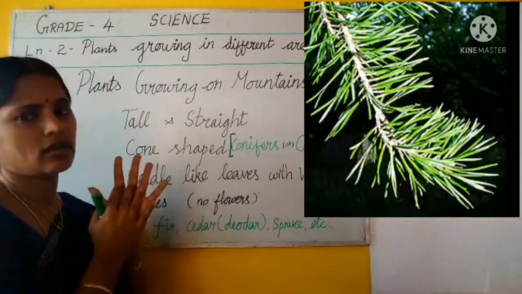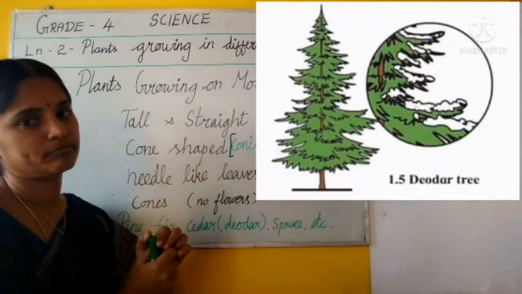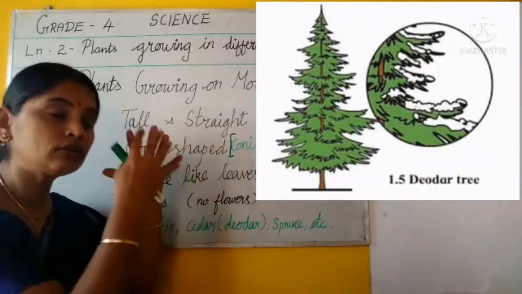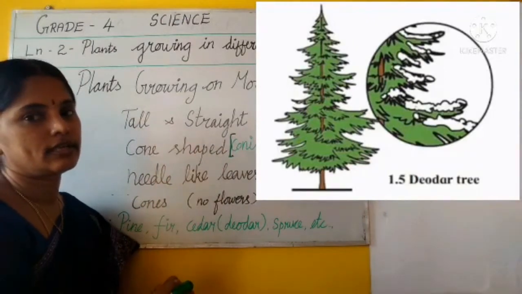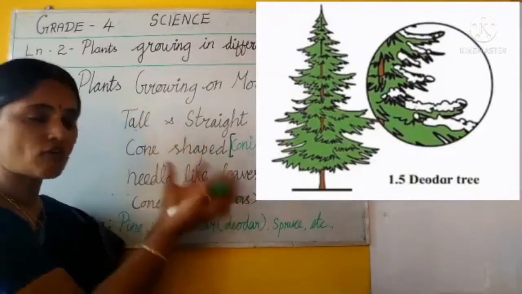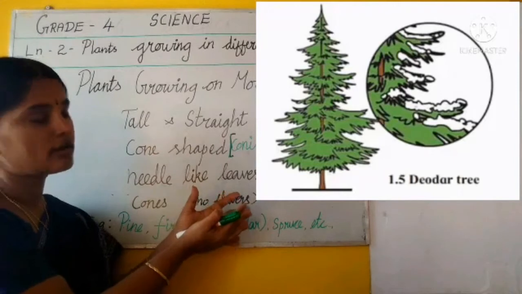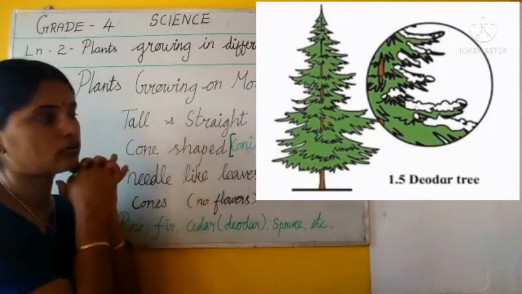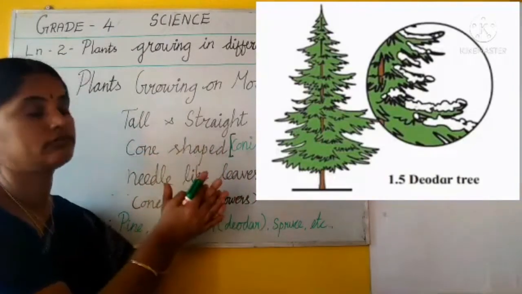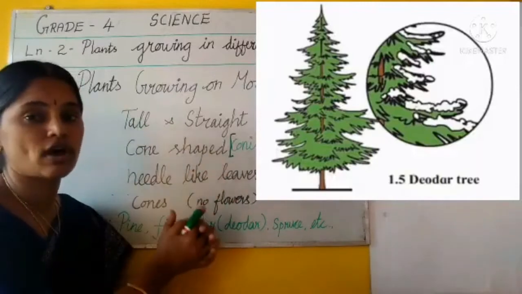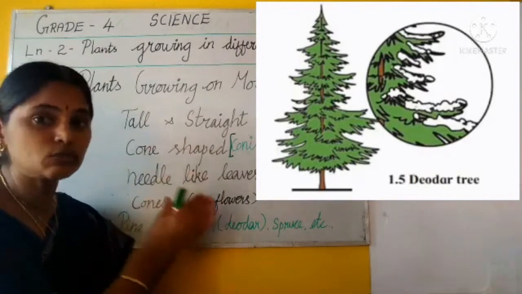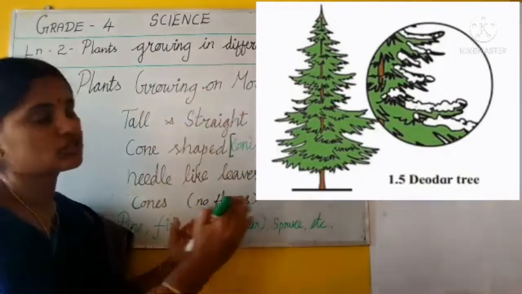So why do they look cone shaped? Because plants growing on mountain or in cold regions often face rainfall in the mountain region, and in cold regions, snowfall. So the plants have to survive heavy rainfall and heavy snowfall, isn't it? So that only the plants are in cone shape.